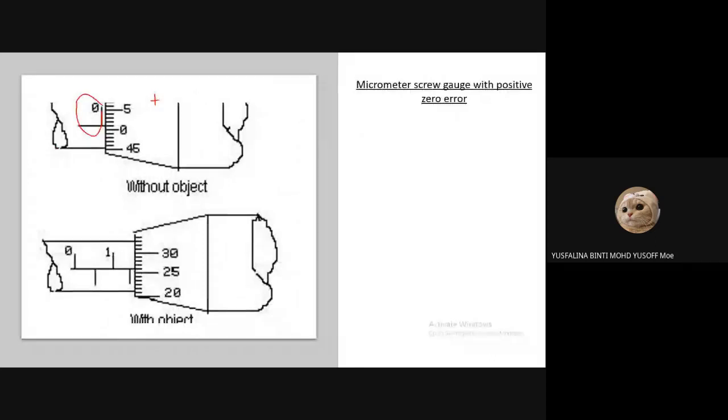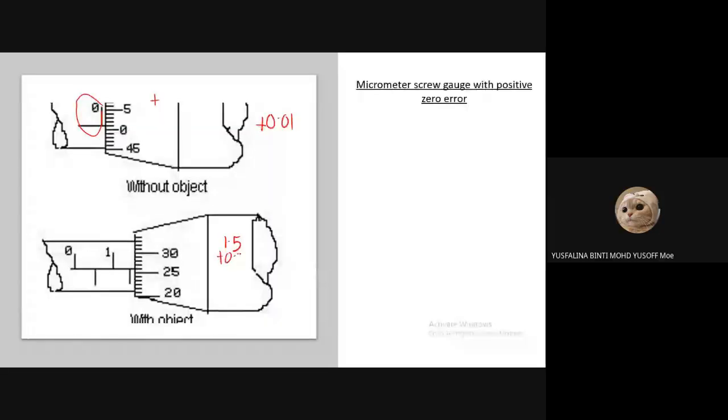Positive, right? This is zero, this is one. So positive 0.01. This is without an object. Then you measure something, let's say your pencil. This is 1.5, 0.26, so you got 1.76, right?